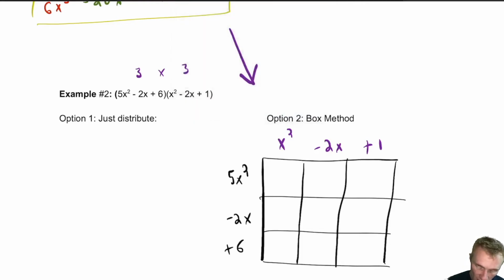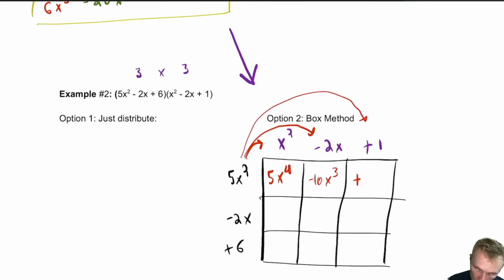So the first box is 5x squared times x squared. That's 5x to the 2 plus 2, 5x to the 4th. And then we're going to have 5x squared times negative 2x. That's negative 10x to the 3rd. And then we're going to have 5x squared times 1, plus 5x squared.